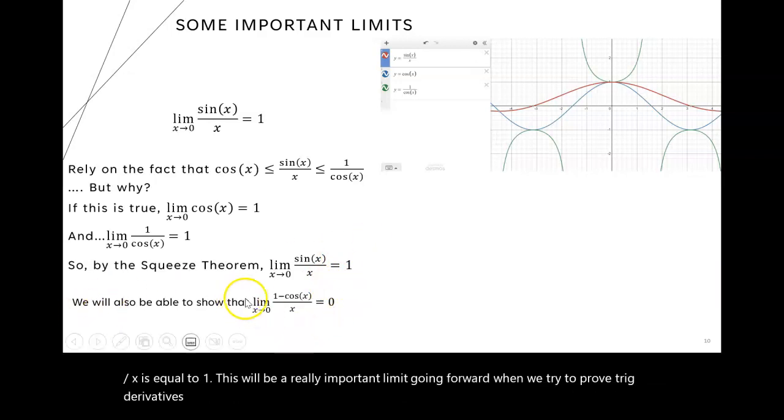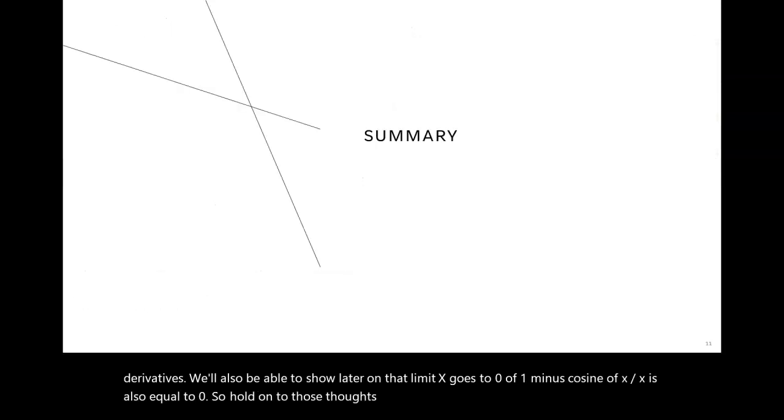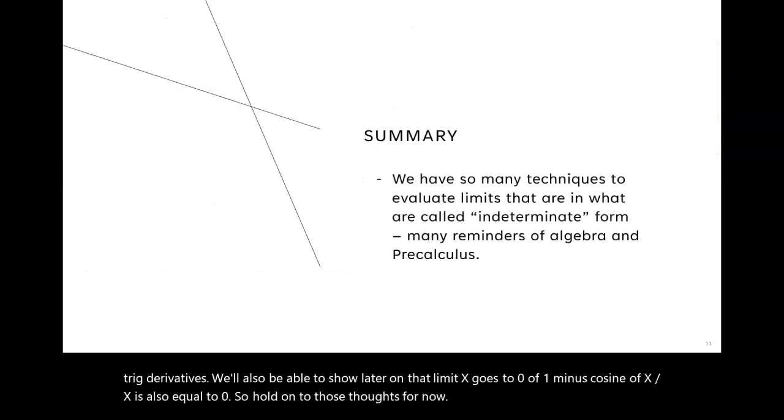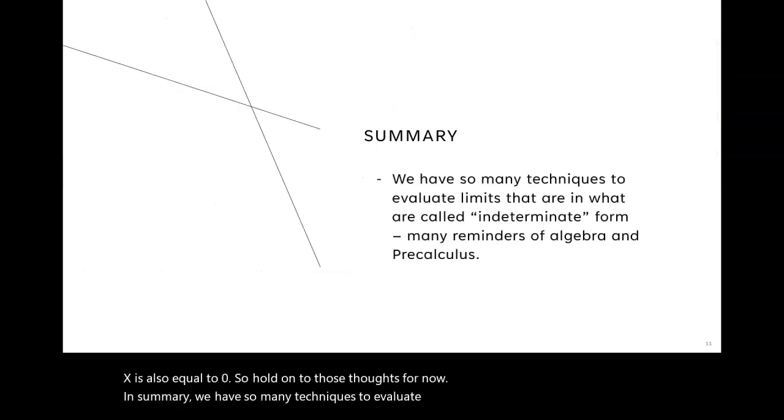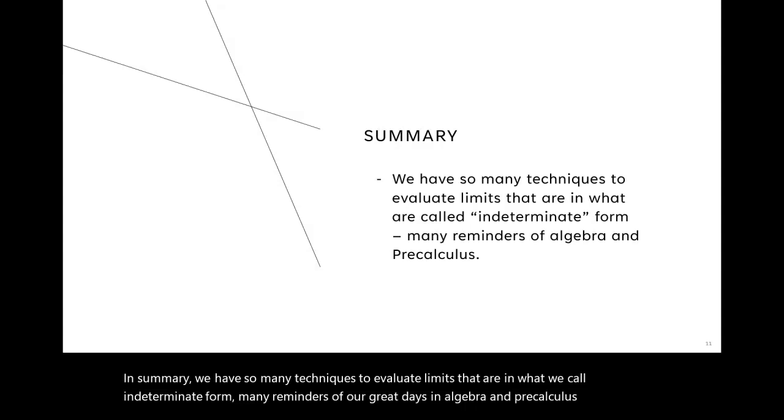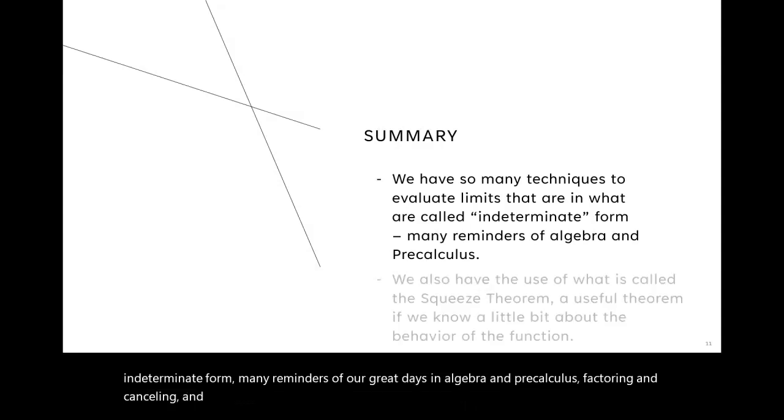We'll also be able to show later on that limit as x goes to 0 of 1 minus cosine of x over x is also equal to 0. So hold on to those thoughts for now. In summary, we have so many techniques to evaluate limits that are in what we call indeterminate form, many reminders of our great days in algebra and pre-calculus, factoring and canceling and rationalizing and all those things.